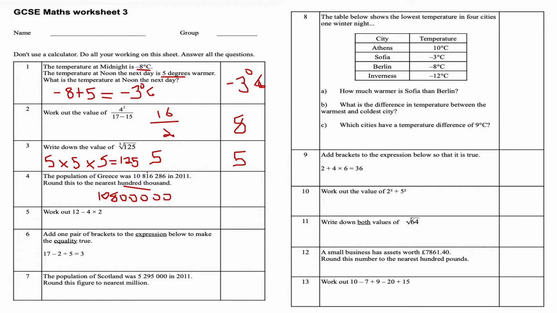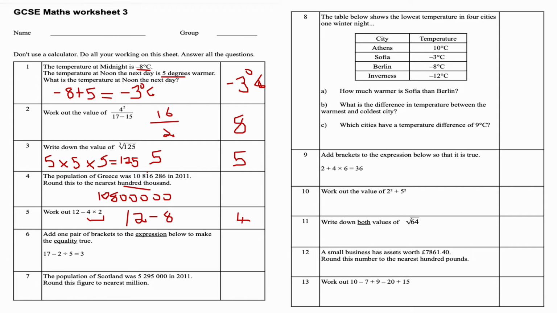Okay, this is question number 5. Work out 12 minus 4 times 2. So using BIDMAS, I'm going to work out what 4 times 2 is first, which is 8. 12 subtract 8, and we get the answer of 4.